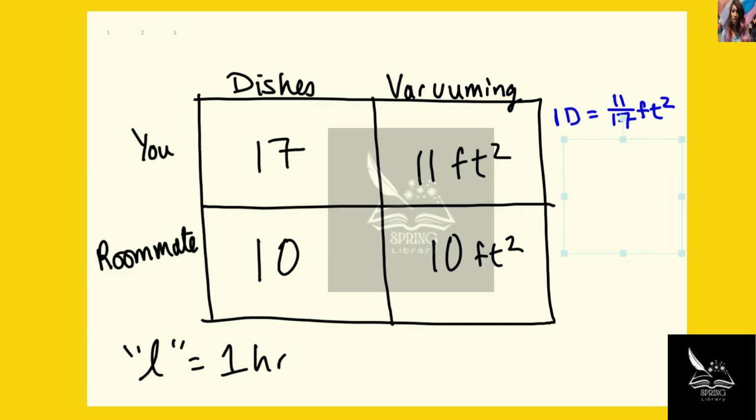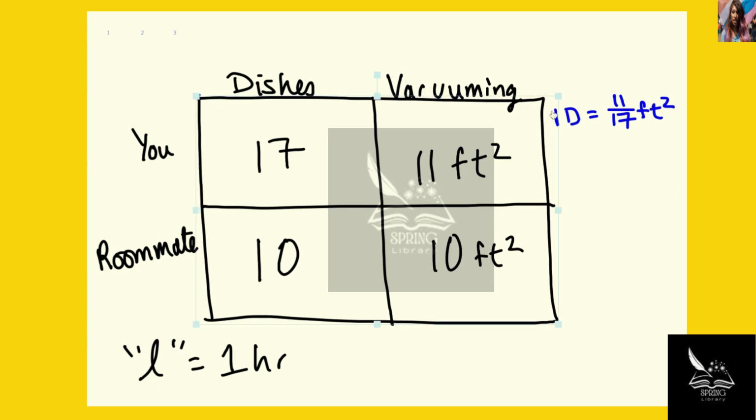Okay. So we have that this is the comparative advantage or the opportunity cost for one dish. And we have to do the same thing for square feet, right? So 1 square foot is equal to 17 over 11 dishes.